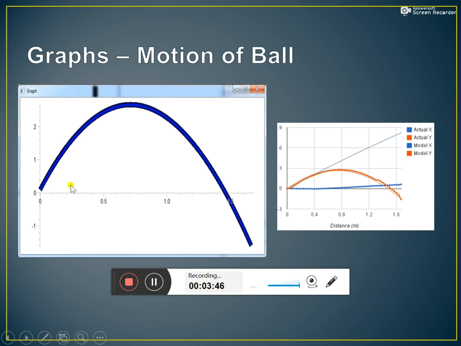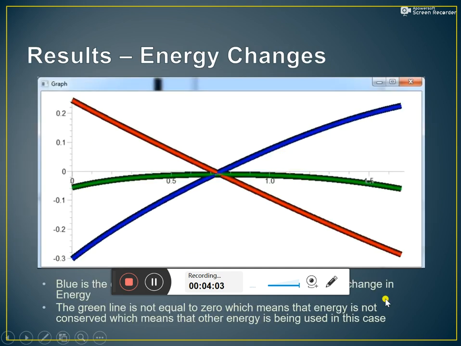This was the final graph that I got, which just showed the motion of the ball. And then over here, I actually displayed all four motions of the ball, so the actual x and the actual y based on Tracker, and the model x and the model y, which I got based off my code. And so you can see the major differences in those. And then I also calculated the energy changes, so you can see the different energy changes over here.